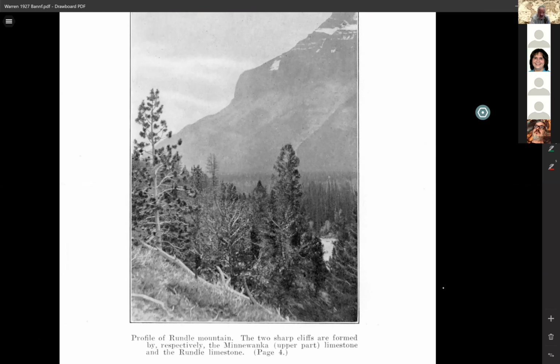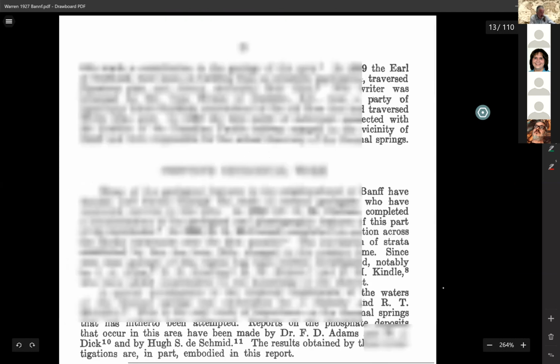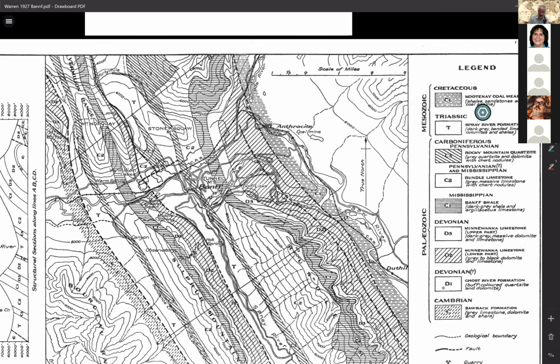And there's Rundle Mountain, the profile of Rundle Mountain. And he describes the Rundle group in pretty good detail in this memoir. And then he includes things like a geological map. It's not colored, though some of the newer ones are colored, but it doesn't really matter. You can see it has all the elements that we expect for a geological map. It's got some type of legend here. And that legend is showing the distribution of Cambrian, Devonian, Mississippian, Carboniferous, Triassic, and Cretaceous rocks.